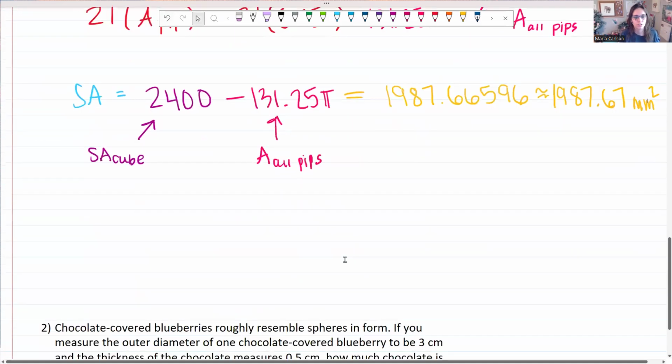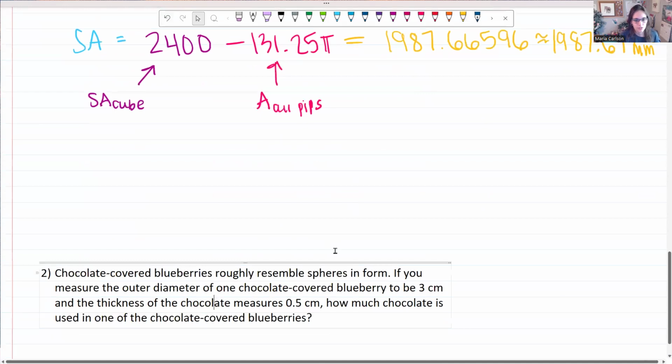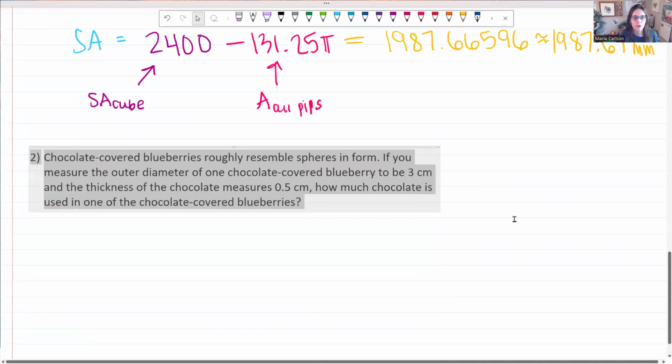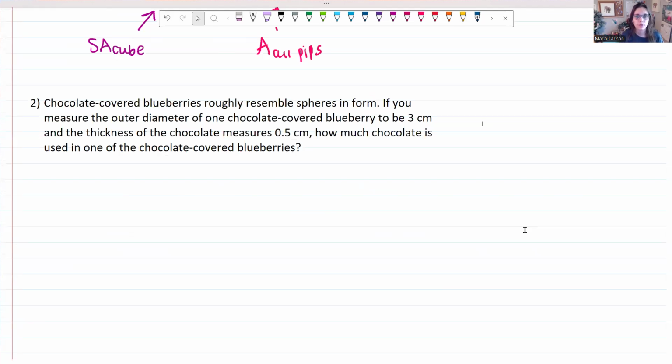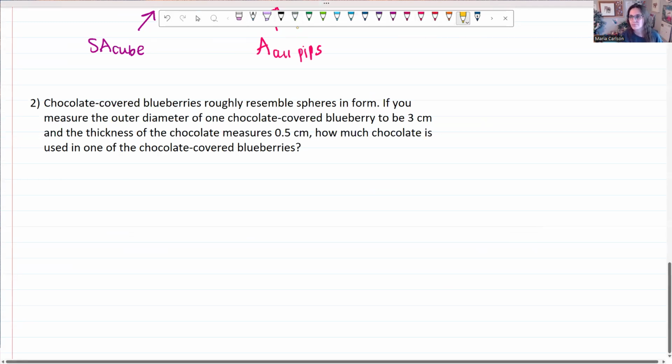All right, one more I want to do. Number 2. Let me move this. There we go. Chocolate-covered blueberries roughly resemble spheres in form. If you measure the outer diameter of one chocolate-covered blueberry to be 3 centimeters and the thickness of the chocolate measures 0.5 centimeters, how much chocolate is used in one of the chocolate blueberries? And by how much, that's talking about volume, how much chocolate, we would measure that in volume of chocolate.